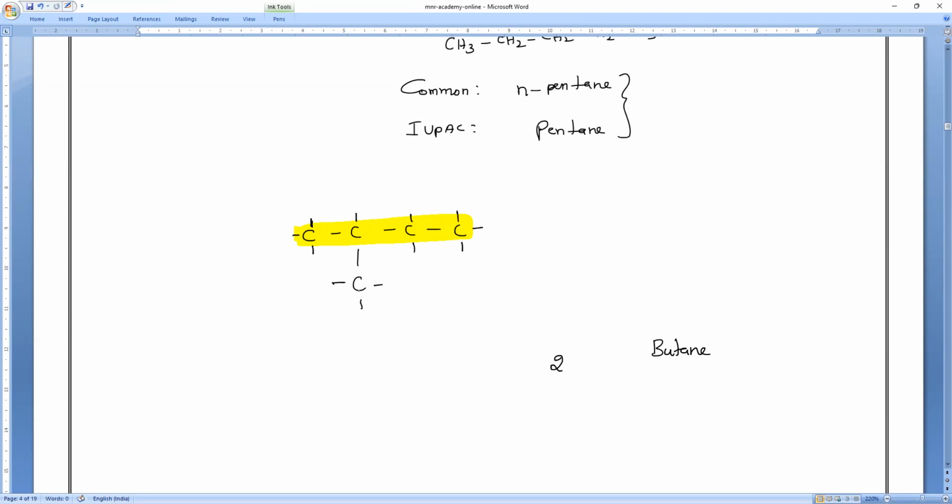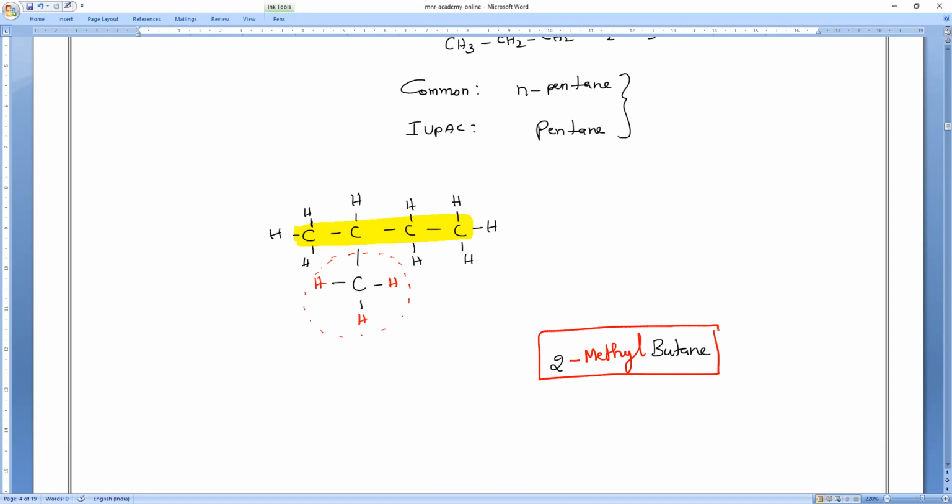So now, first fill the hydrogens. For the first carbon, 3 hydrogens. Here only 2 are left, so 2 hydrogens. And for the last one, only 1 bond is left, so 3 hydrogens will come. And down also only 1 is left, so 3 hydrogens will come. And we all know this is a functional group: CH3. What is that? Methyl, an alkyl group. So 2-methyl butane. This is the IUPAC name.